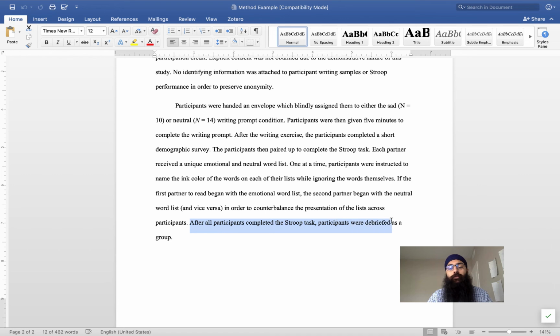After all the participants completed the Stroop test, participants were debriefed as a group. So describe the participant experience, and here it's going to be a little bit made up. So use that paragraph in the assignment to think about what that participant experience could look like and write something there. Your method draft should likely be more than one page double spaced.